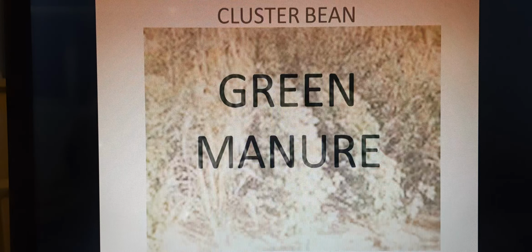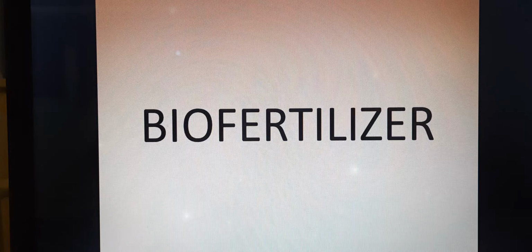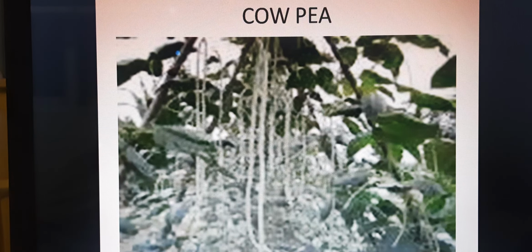Next is green manure. Green manure is certain plants which have maximum growth. They grow in huge amounts, like cluster bean, and cowpea grows maximum. So farmers generally grow these plants, and after growing 15 to 20 days or maybe 30 days, after 30 days they are growing in very high amount. Then they are plowed nicely, and after plowing they are mixed with the soil, and after decaying they provide nutrition to the field.